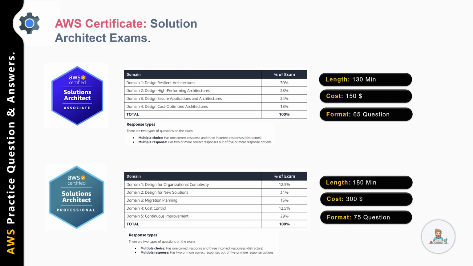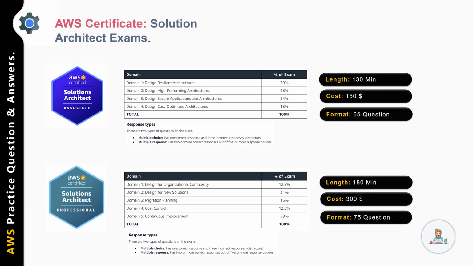The length of the exam is 130 minutes and the cost of the exam is $150, and you're going to get 65 questions in your exam. Your result for the exam is reported as a scaled score of 100 to 1000 points, and the minimum passing score is 720 points. Similarly, the Solutions Architect Professional exam is divided into five different domains.